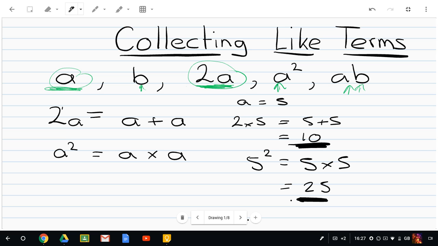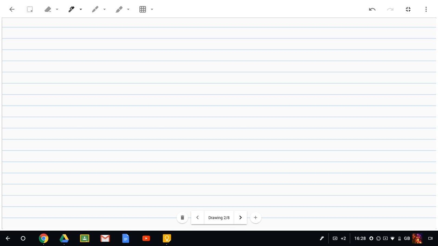So the only things that we can add together are when the pronumerals are exactly the same. It is the coefficient of the pronumeral that we add up. So let's have a look at some sums that we can do.